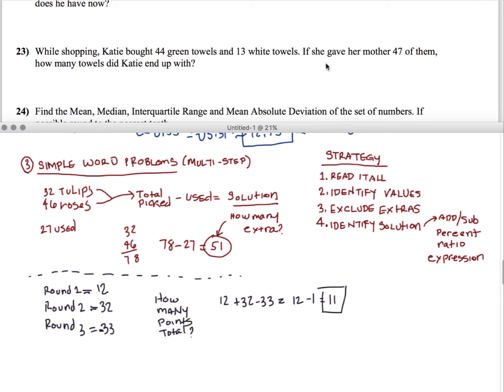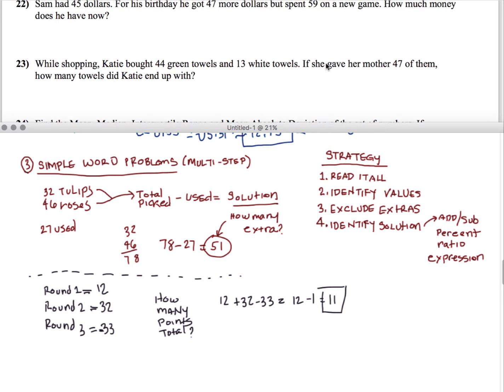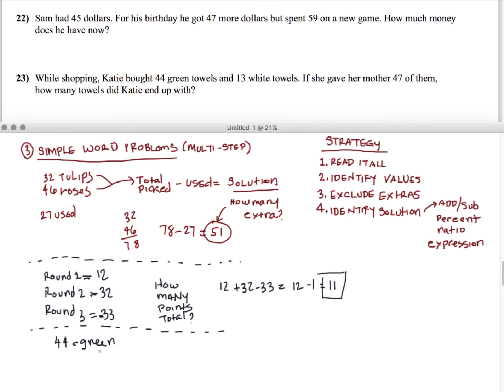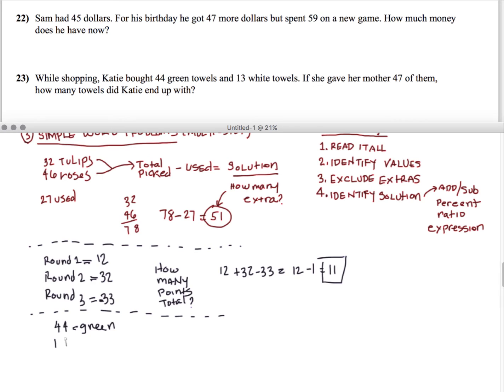Let's try one last one. Okay, while shopping, Katie bought 44 green towels and 13 white. And she gave the mother 47. Okay, so let's go ahead, and first we've got the green, we've got the 13 white. And we are asked how many towels did Katie end up with?